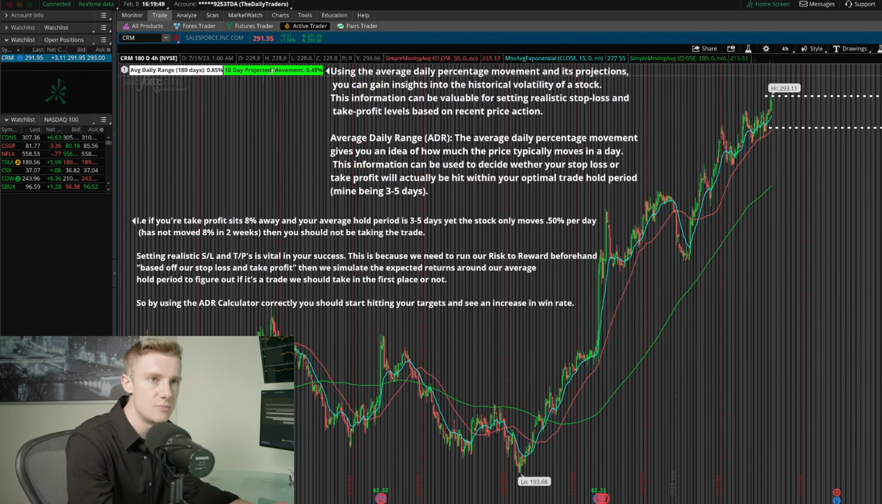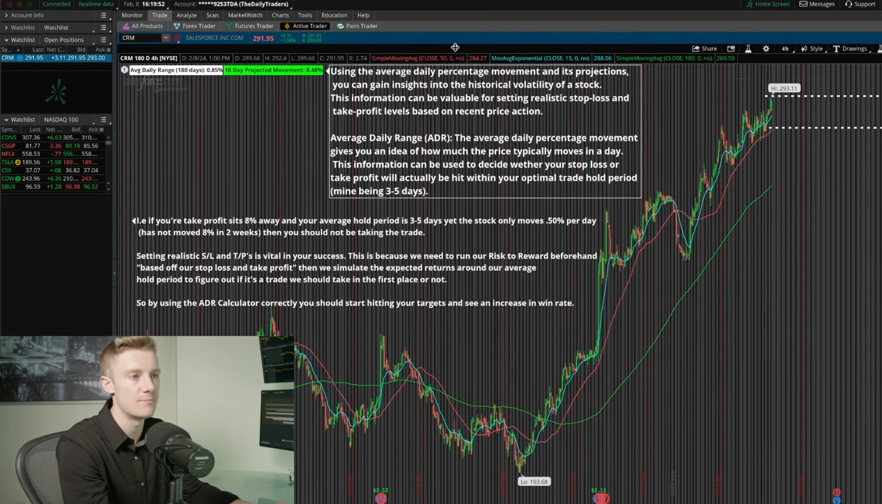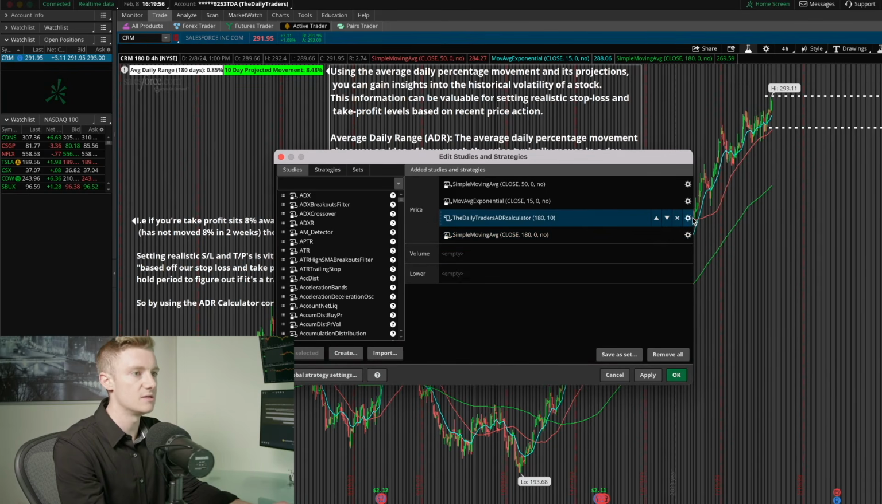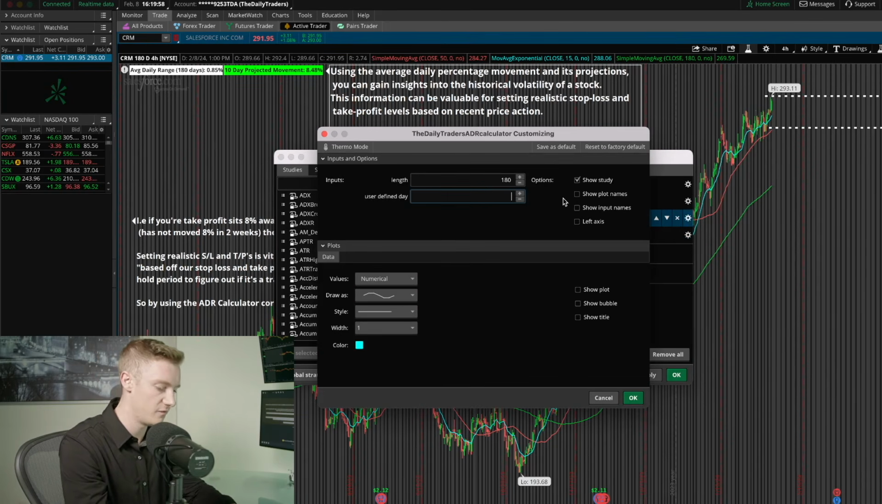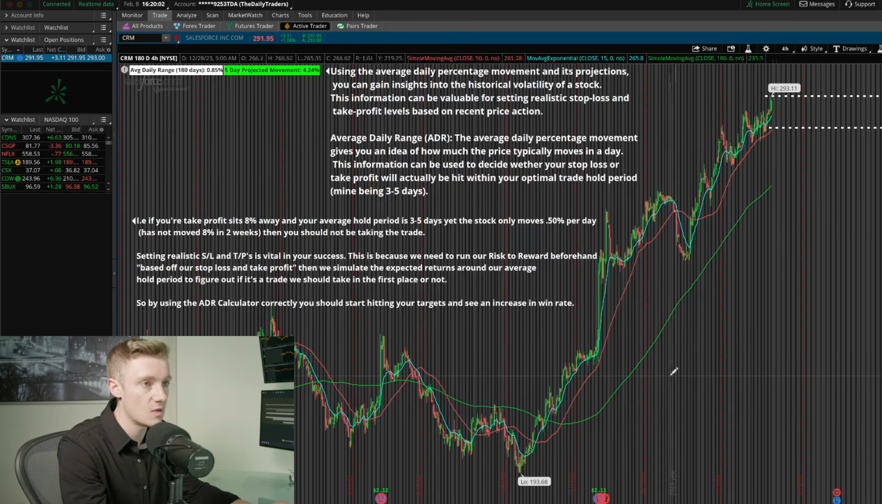Now, up here, the 10-day projected movement is 8.48%. You can see how that changes. Back to studies. Let's just switch it back to 5. Let's just use 5 days. Okay, 5 days. Apply. Okay.